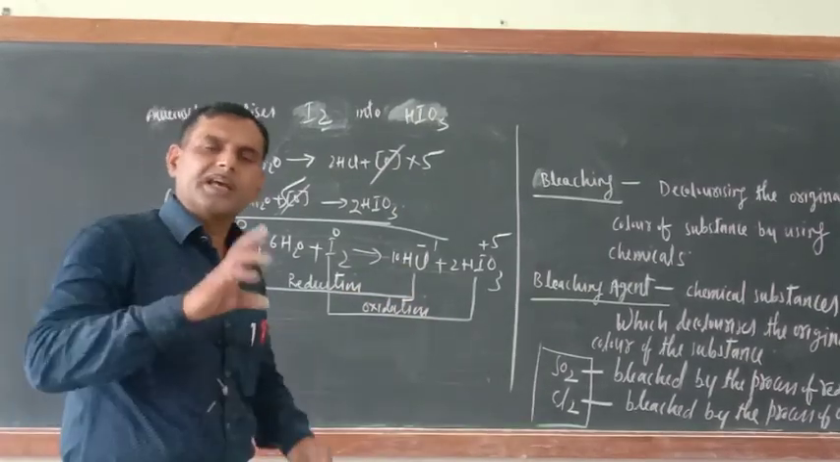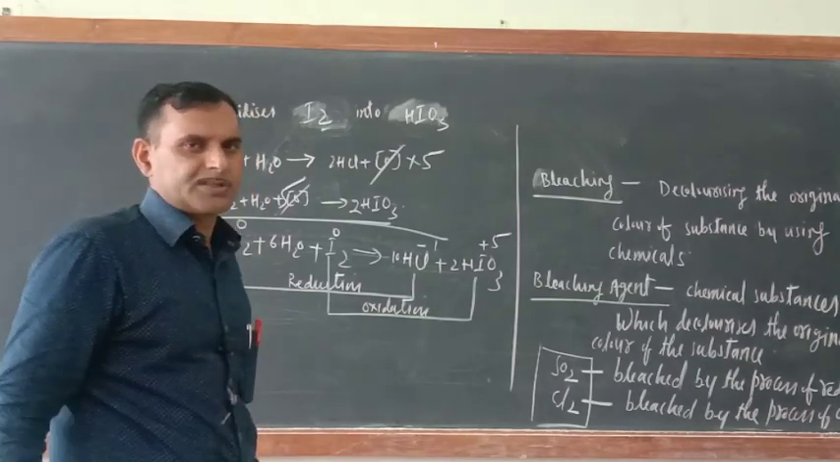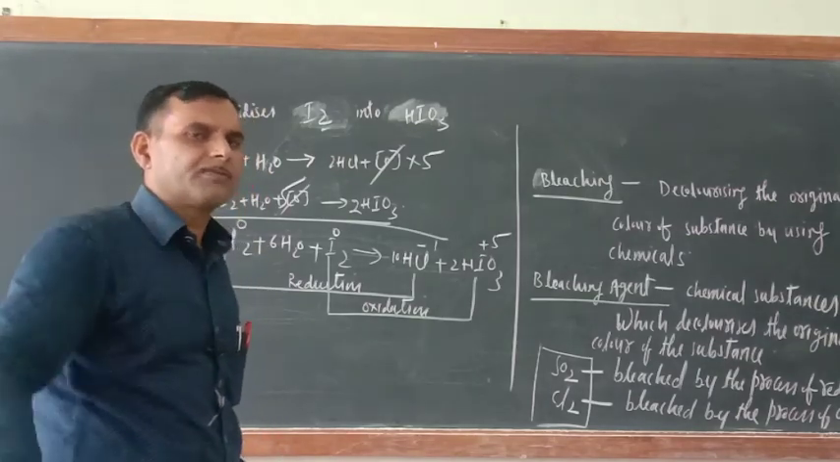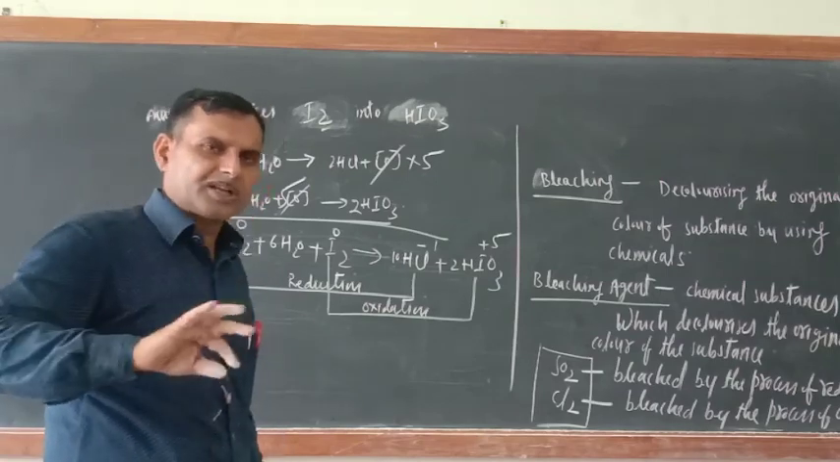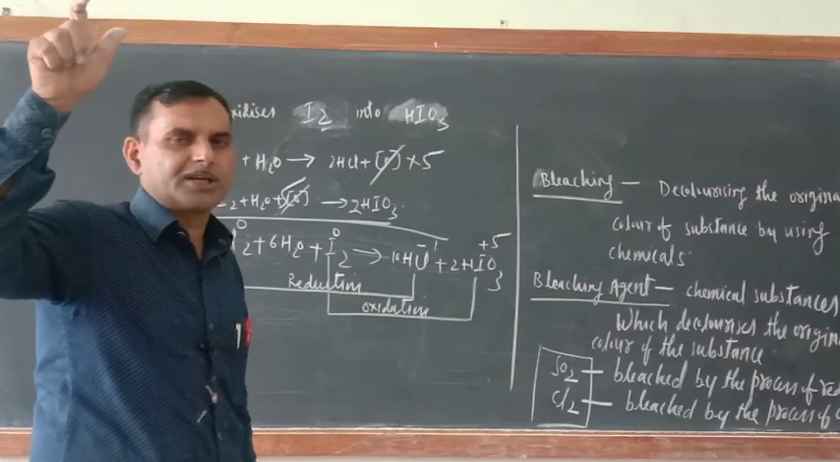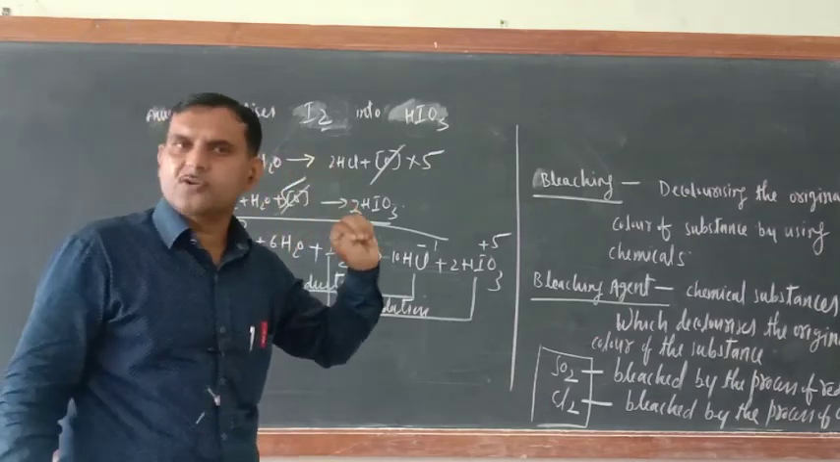If any substance is doing the bleaching work by the oxidation process, then what is the opposite of oxidation? Reduction. And for reduction what is required? Nascent hydrogen is required. So try to understand, in the atmosphere nascent hydrogen is not there.